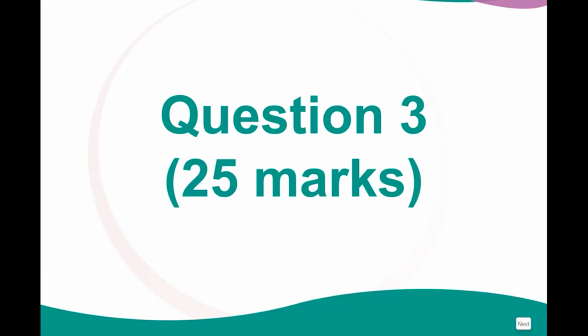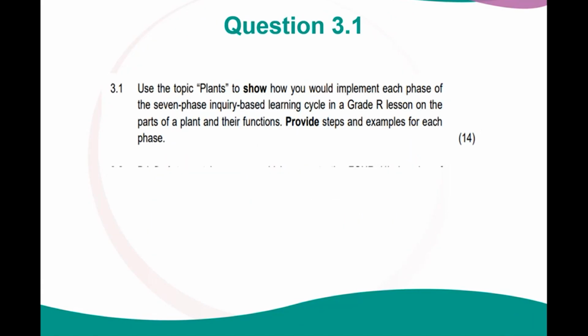So we're going to question 3 now. You needed to use the topic plans to show how you would implement each phase of the 7-phase inquiry-based learning cycle in the grade R lesson on parts of a plant and their functions, and provide steps and examples for each phase.